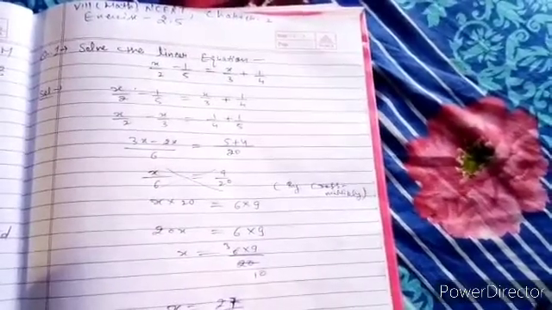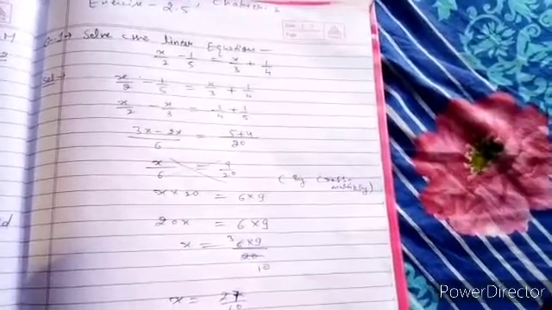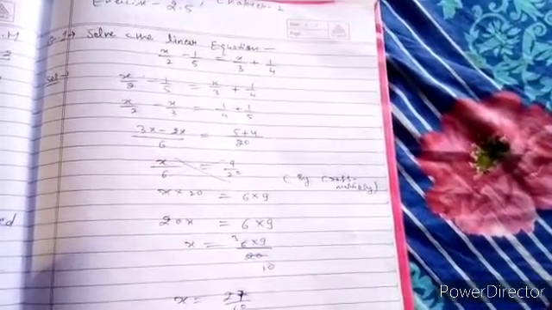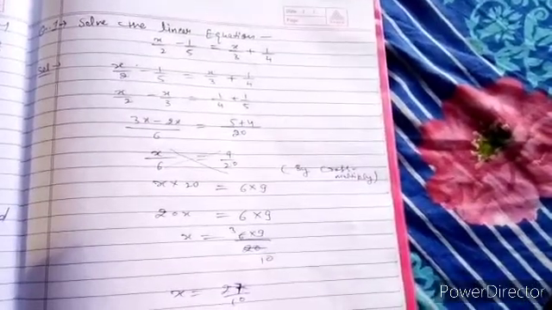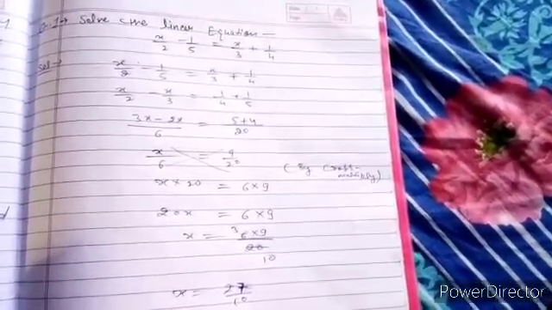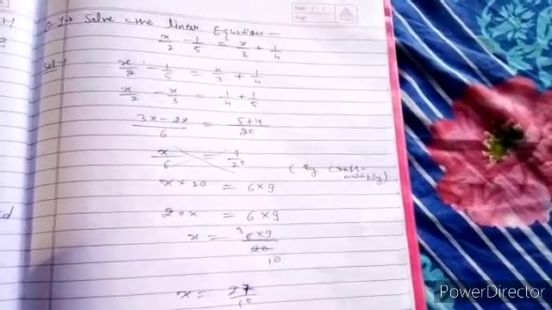Chapter 2, exercise 2.5, question number 1. I have told you question number 1 by two ways. Now you can solve with any method. The first method I told you, and this is the second method to solve this question.